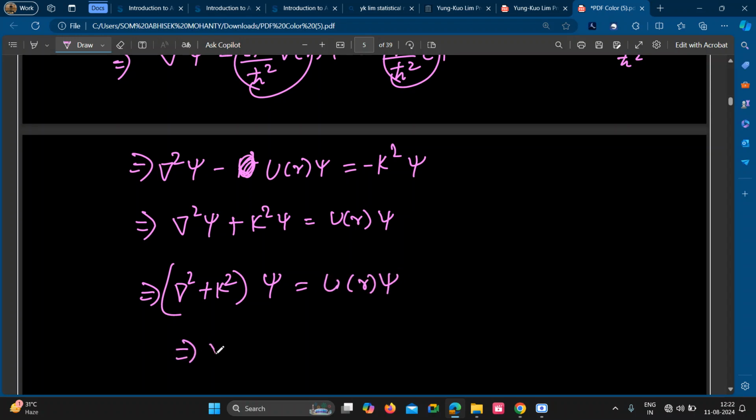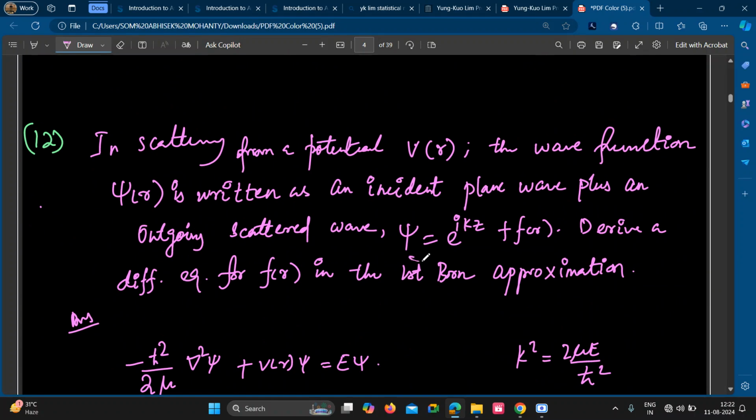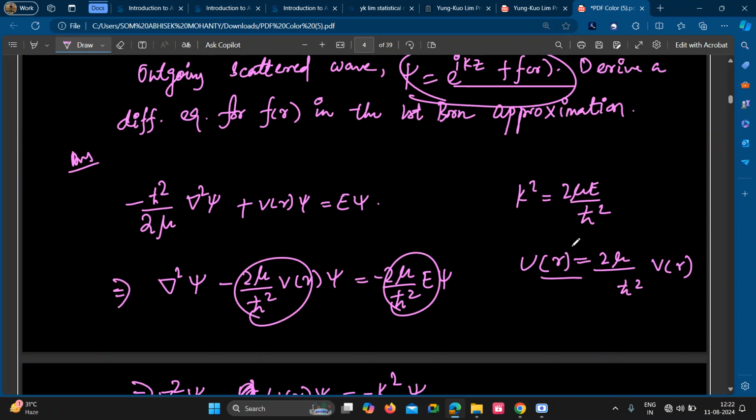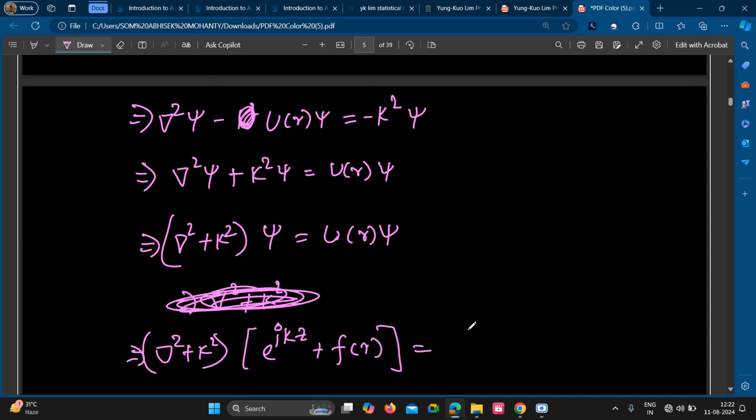Psi can be cancelled out, so del square plus k square is equal to U of r. Otherwise, no, sorry, my bad. How can we cancel psi? Psi is this one, so we'll put it here. We need the differential equation including f of r, so in place of psi, let's put its value. So del square plus k square, acting on e to the power ikz plus f of r, is equal to U of r times e to the power ikz plus f of r.